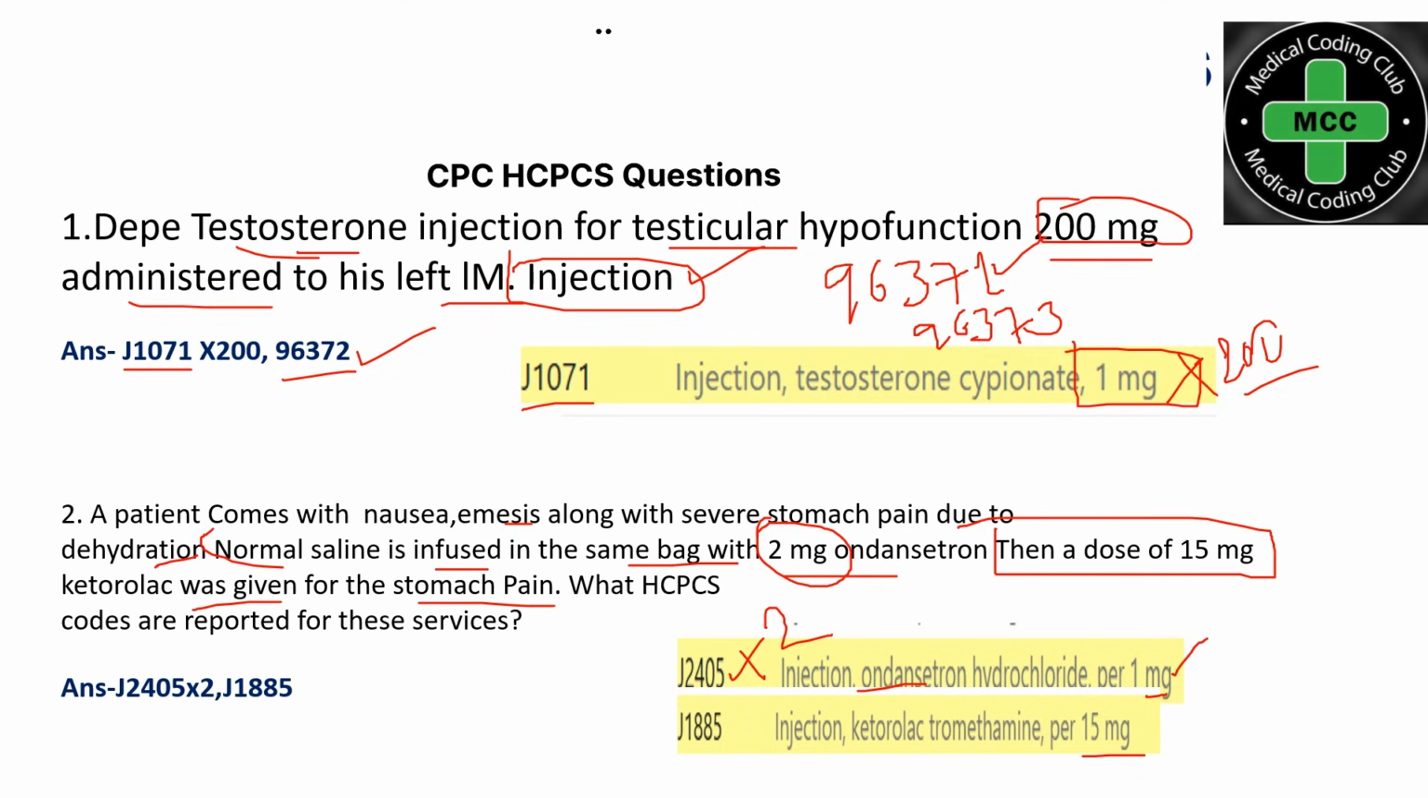So the correct answer is J2405 with units 2 and J1885. This is again important, so please make sure you are choosing this particular option. I hope both our questions are clear. Let's move forward to our other questions.